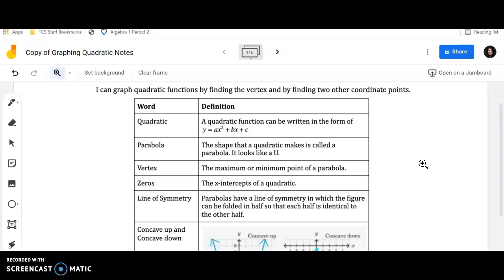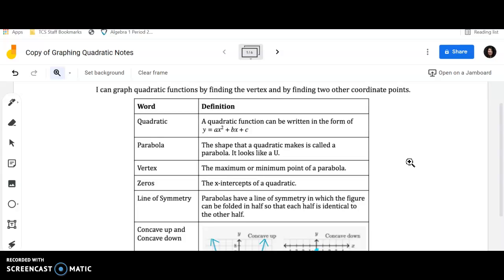A parabola, that's the shape that a quadratic makes. It's called a parabola and it looks like a U. Then we have vertex. That's the maximum or minimum point of a parabola. Zeros are the x-intercepts of a quadratic or a parabola. And then line of symmetry.